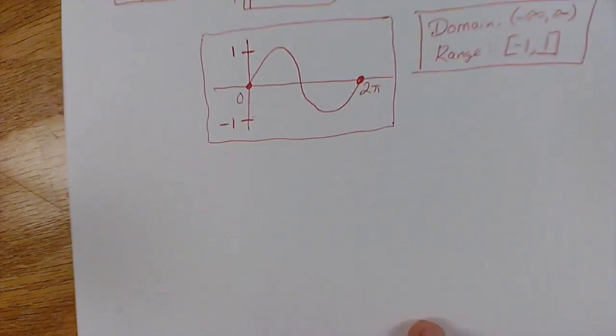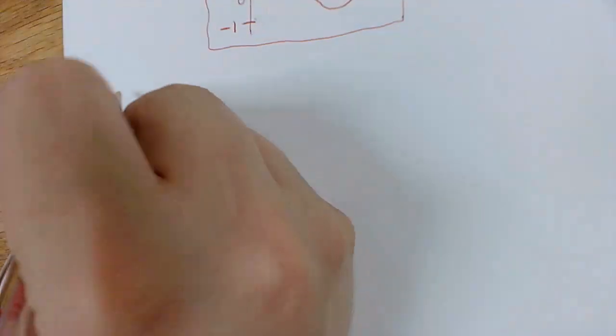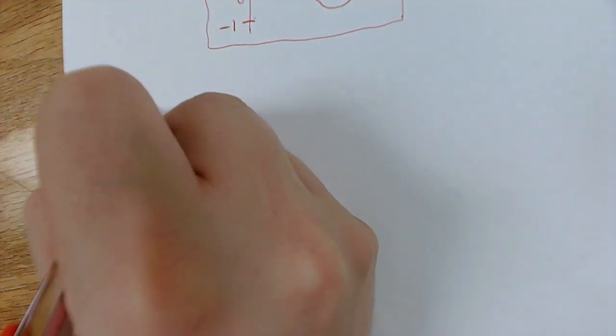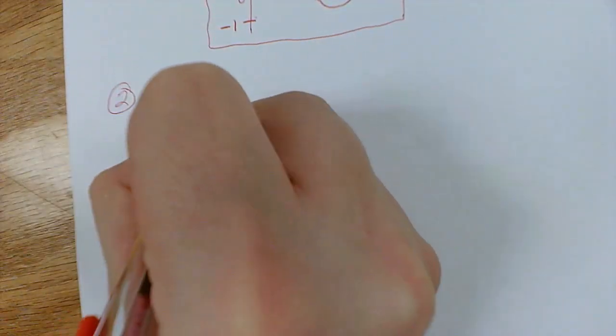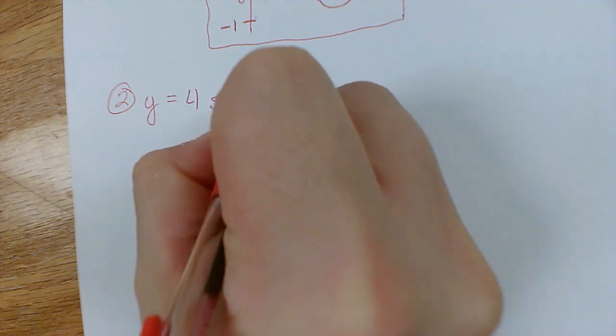Now we're going to look at questions like number 2. Number 2, you have y is equal to 4 sine of 2x.